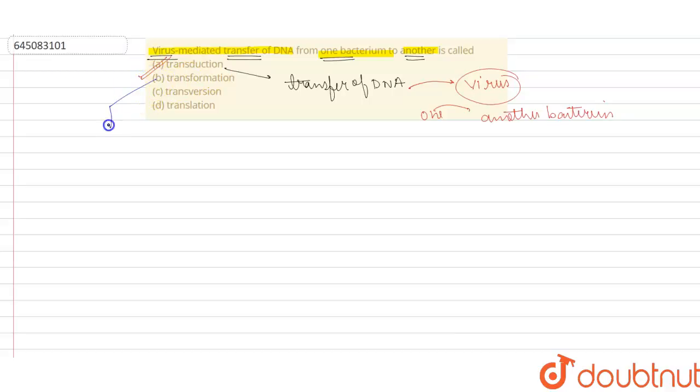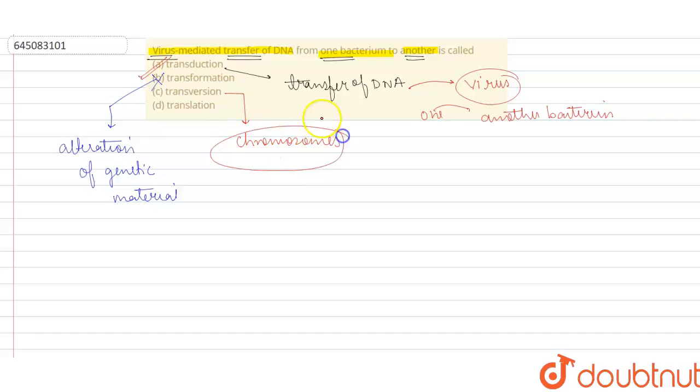Option B, transformation. So transformation is basically alteration of the genetic material. If there is any alteration in the genetic material which has been mediated, then this type of thing is known as transformation. So this can't be the correct option. Third one is transversion. Transversion is basically a process which occurs in chromosome, in which the genetic material of the chromosome is altered due to the transversion mechanism. So this is not correct.